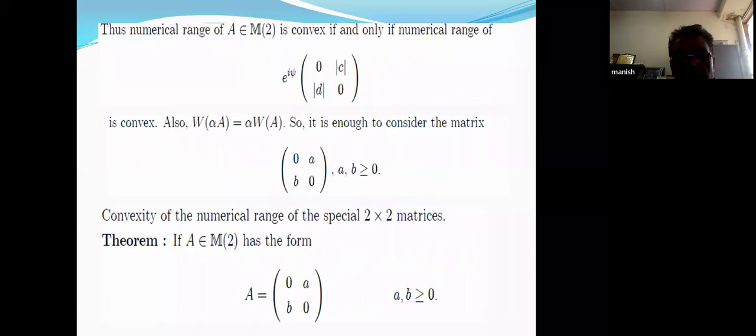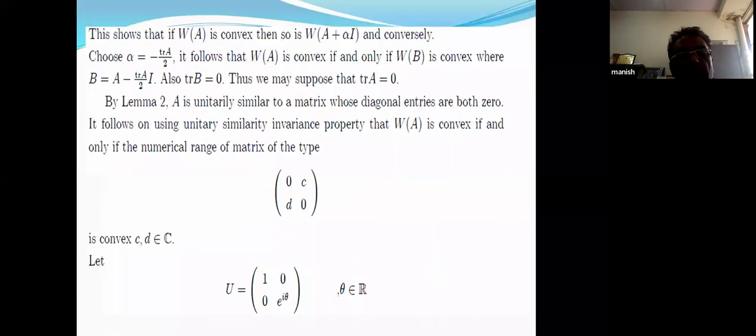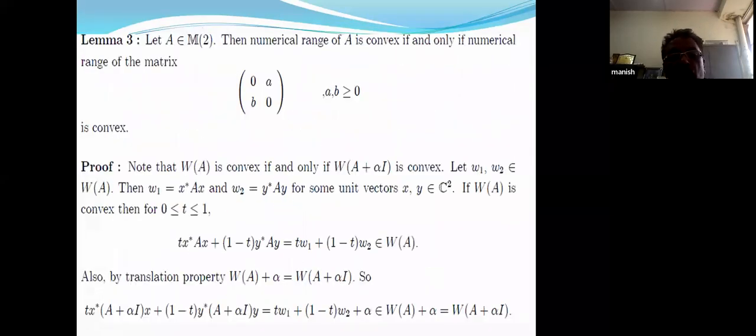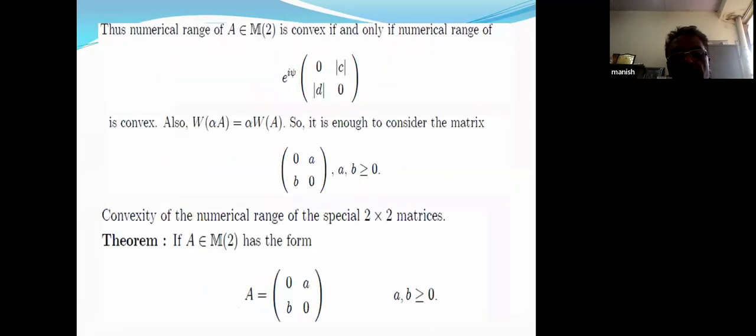So the point in this lemma is that if we have to show that the numerical range of any arbitrary 2 by 2 matrix is convex, it is enough to show that the numerical range of this matrix is convex, where A and B are non-negative real numbers. Now we calculate the numerical range of this matrix.